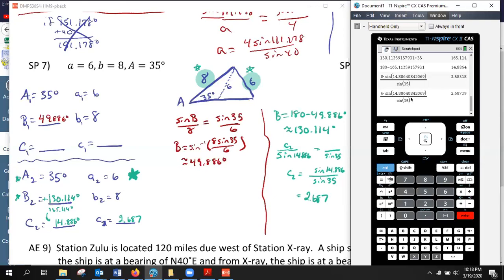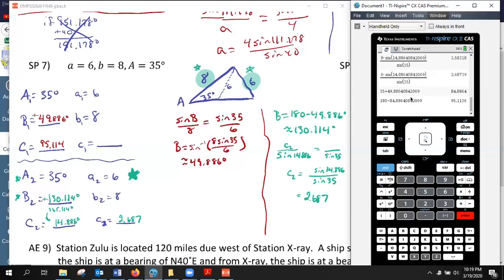We do have to go and finish solving for that very first triangle. So what I'm going to do first is add 35. I take 35 plus, I'm going to scroll all the way up until I get to that 49.886 and take 180 minus that result, giving me 95.114. That would be my C1.